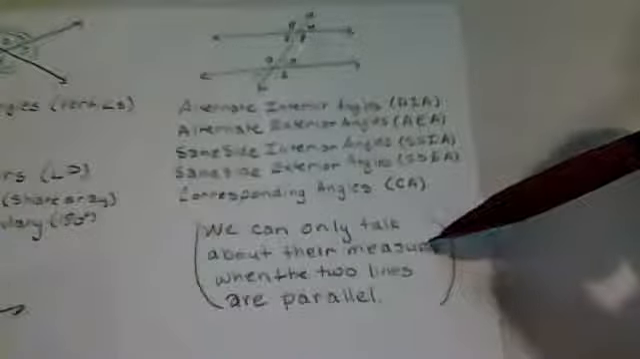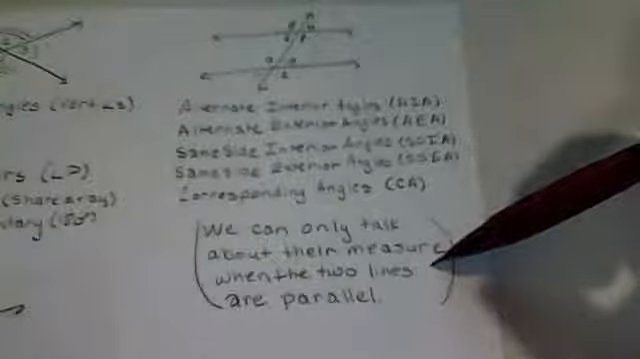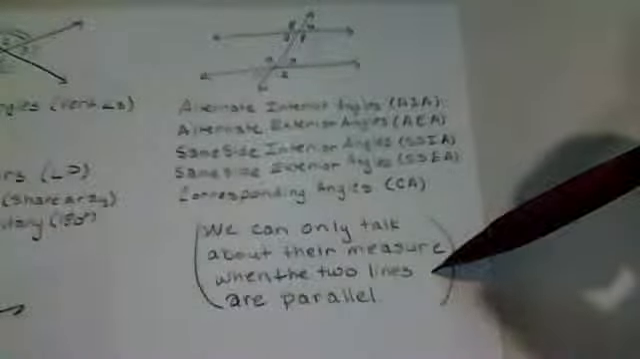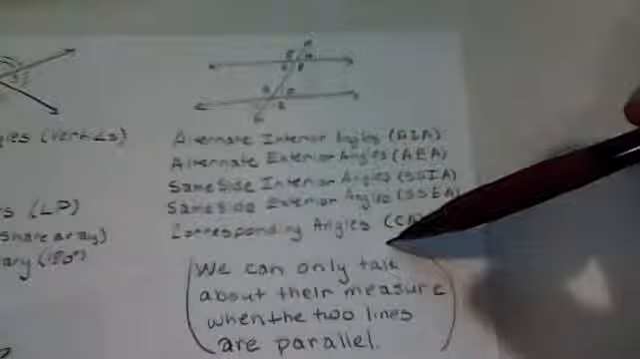Okay, so now let's look at when we have two lines cut by a transversal. Now, over here we could say that we had congruent angles and supplementary angles. Unless we have parallel lines, we can't talk about their measures. We can only talk about their measures when the two lines are parallel. So right now we're only talking about how we're naming these angles. So let's go over here.